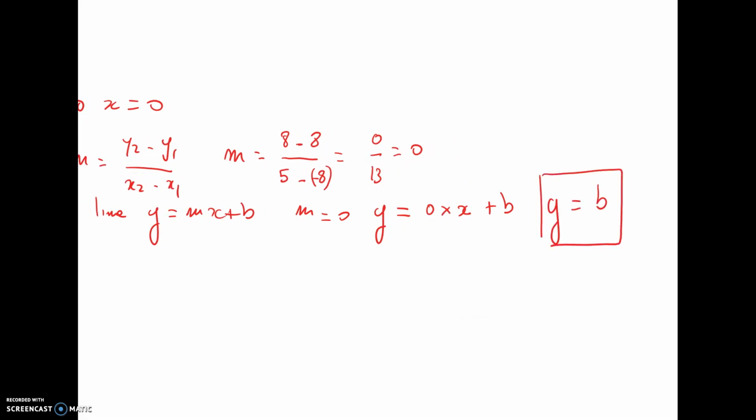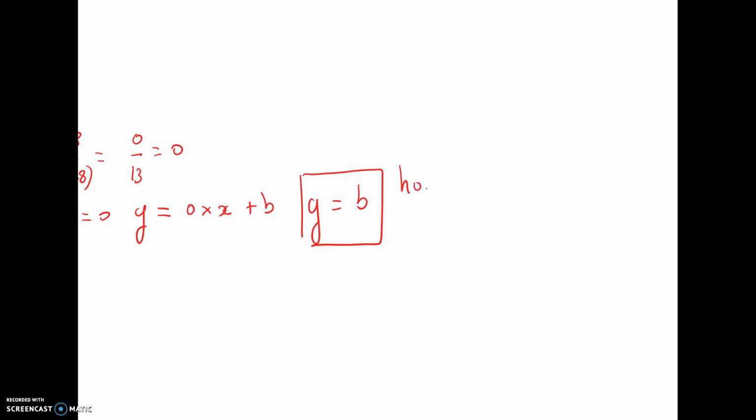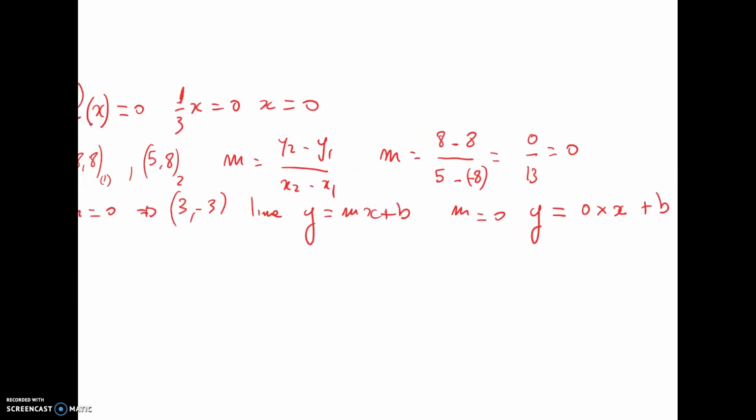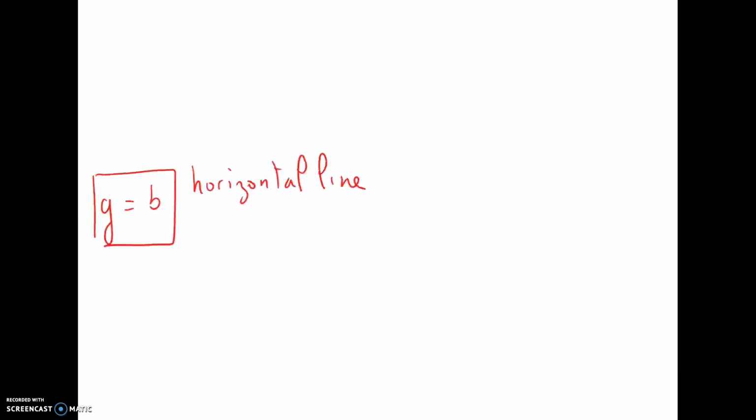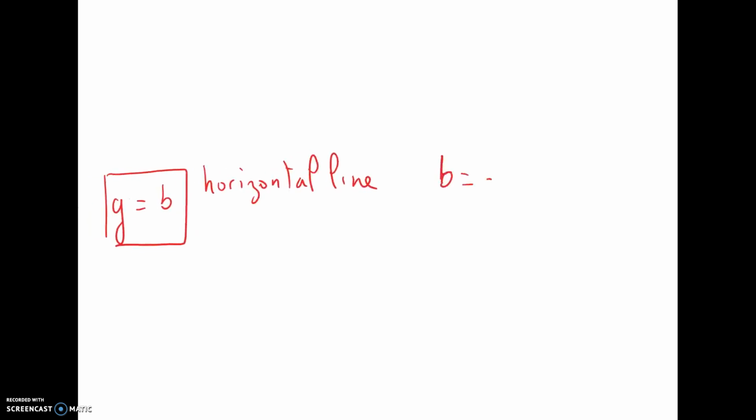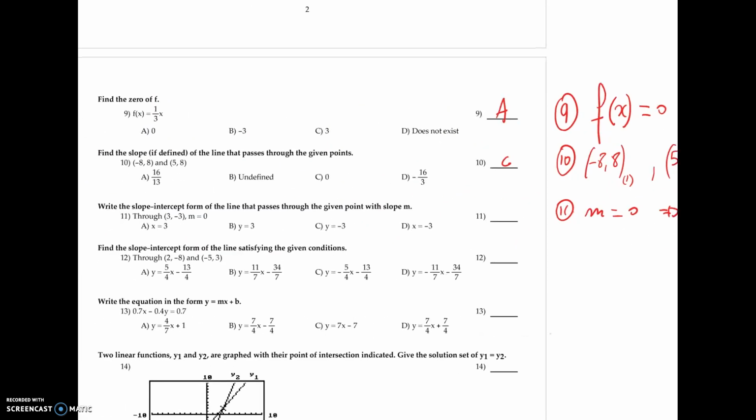And I know that y does not depend on x, meaning that no matter what value of x, y will be the same, which means we are dealing with a horizontal line right there. That is a horizontal line. And I know that this horizontal line is going through the point 0, negative 3. That means that b equals negative 3. And so y equals negative 3 is the expression of your equation. And therefore, the answer was C.